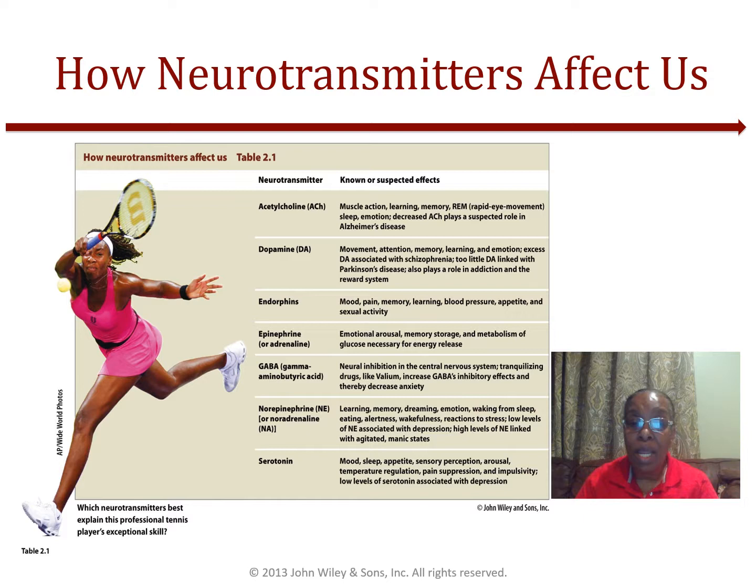Norepinephrine. Here, this looks at learning, memory, dreaming, emotions, as well as how we wake up from sleep. It's associated with depression. Higher levels have also been associated with mania or agitation. Serotonin is another neurotransmitter that's often seen as a mood stabilizer somewhat, and in terms of our sleep, appetite, it's been associated with helping with depression, pain suppression, and as you can read on, it's one of those, again, I call it the woo-sah neurotransmitter.